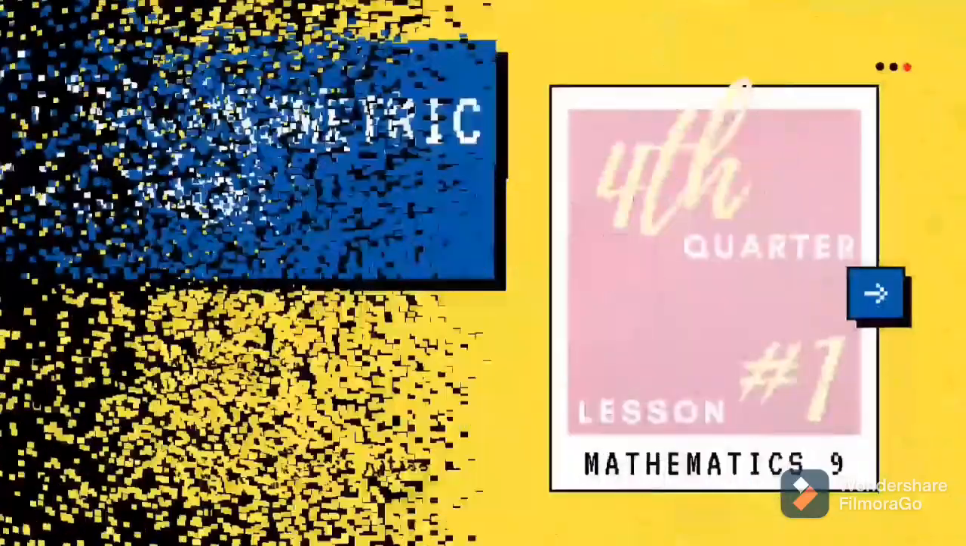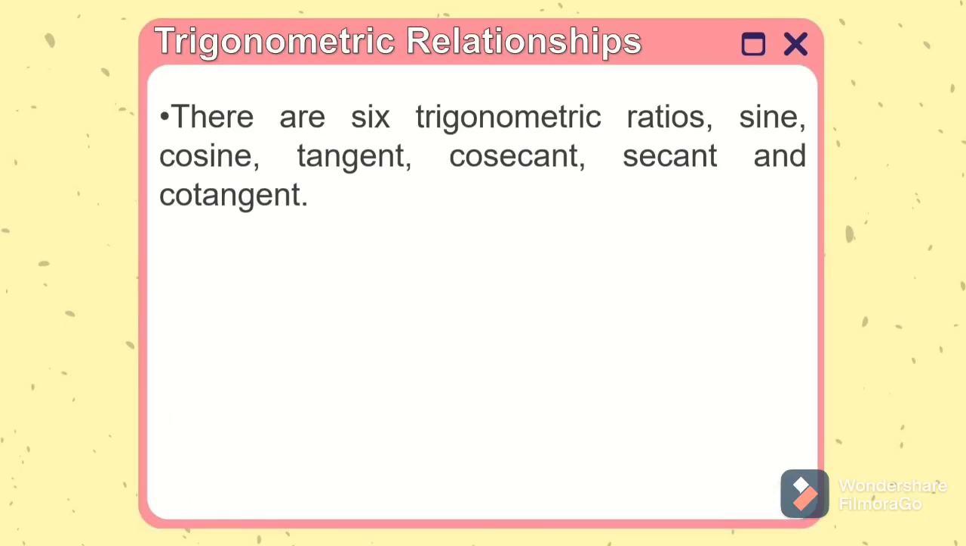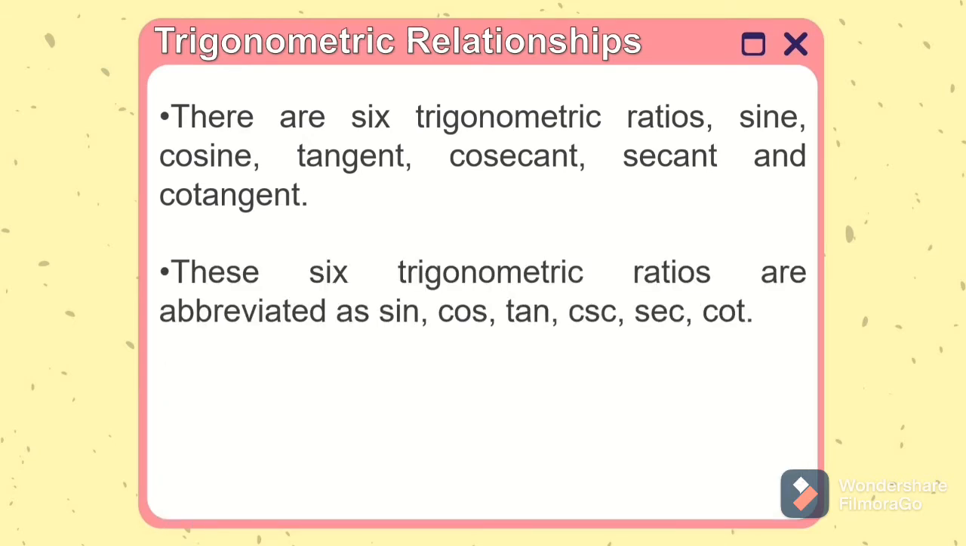Students, for today's lesson, we have trigonometric ratios. There are 6 trigonometric ratios: sine, cosine, tangent, cosecant, secant, and cotangent. These 6 trigonometric ratios are abbreviated as sine, S-I-N, cosine, C-O-S, tangent, T-A-N, cosecant, C-S-C, secant, S-E-C, and cotangent as C-O-T.